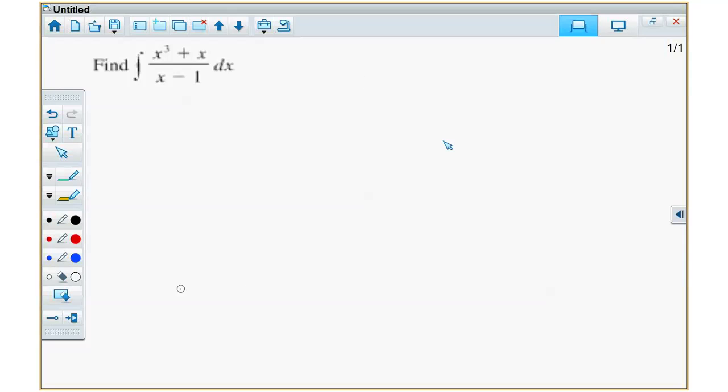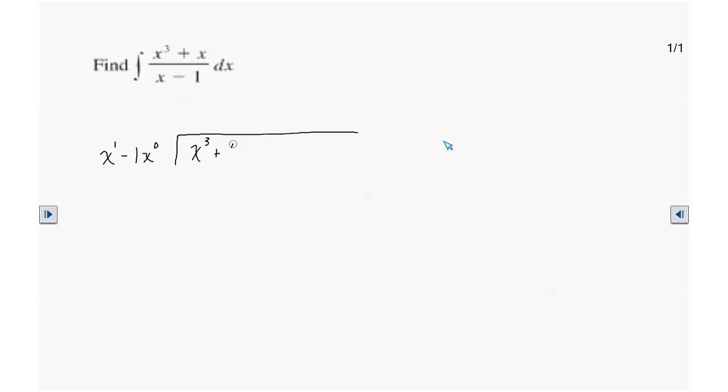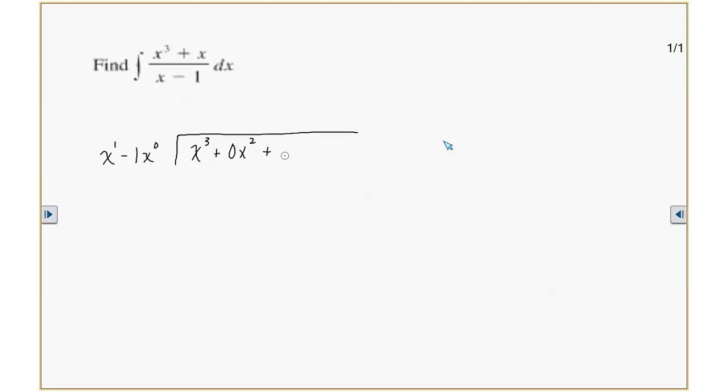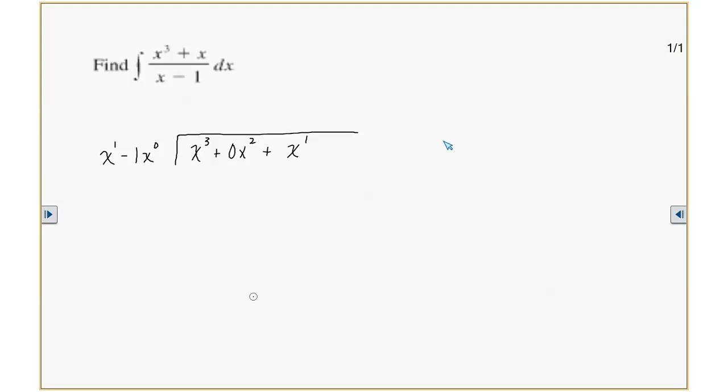So let's just go over here and do it this way. X to the 1 minus 1x to the 0, into x to the third plus 0x squared plus x to the first, and that's it. Well, plus 0x to the 0.